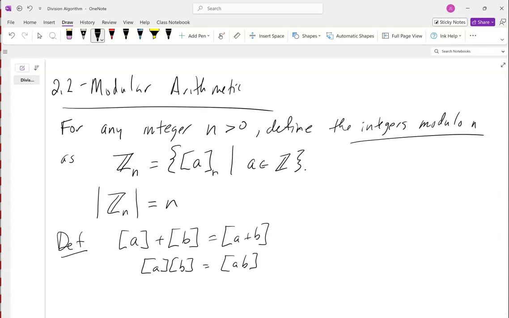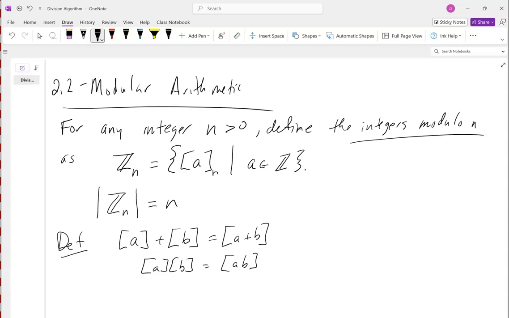This is how we're going to define our addition and multiplication modulo n. Take a representative from each equivalence class, add them together, and look at the equivalence class generated by that answer. And then the same for multiplication. The reason why this is well defined is because of what we proved in theorem 2.2.